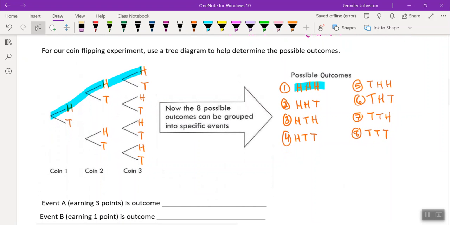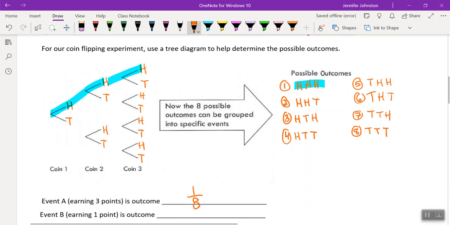Okay, so what about our event when we were flipping a coin? On Thursday when we were flipping coins, the event of earning 3 points was flipping, I think it was heads 3 times. And how many times can you get heads, heads, heads on each coin? Well, you can only get that possible outcome happening 1 out of 8 times. That's 1 out of 8 times.